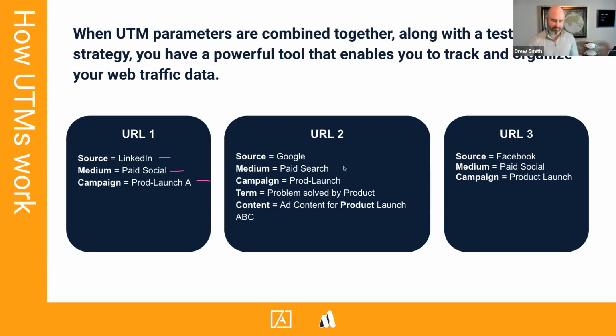URL number 2 is coming from paid search, specifically Google paid search. It's also tied to a product launch. Your term would be some sort of keyword that's tied to the problem that is solved by your new product. And your content is the actual ad content for that specific keyword and that campaign. URL number 3 is very similar to URL number 1. It's showing that we're coming from paid social, specifically Facebook, and then also tied to a product launch. So just some examples of how UTMs are structured for different use cases.